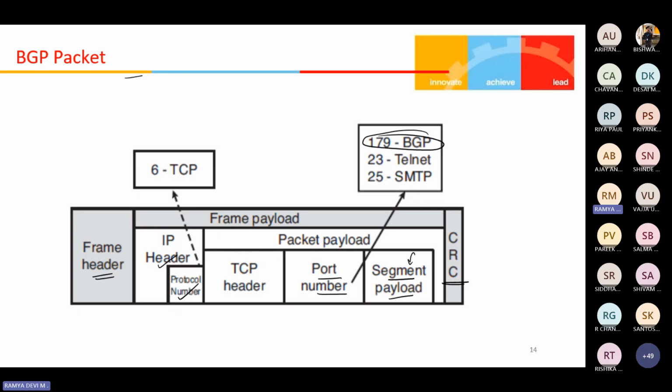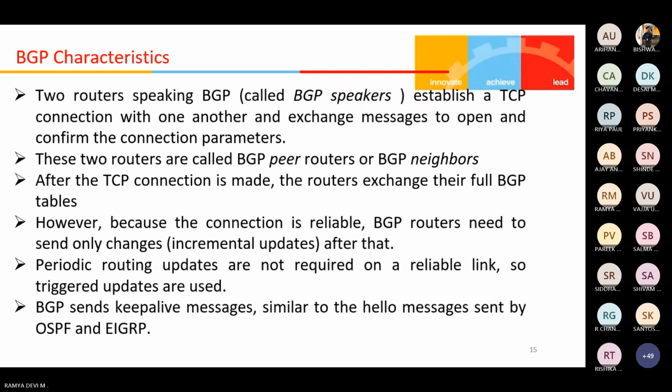Now we'll see who the speakers and who the peers are. PGP consists of speakers and peers. The routers which are running PGP are called speakers. Peers are nothing but the neighbors. The two routers who want to establish a TCP session with each other for exchanging routing information are called peers. What port number will they be using? Port number 179 for the communication.